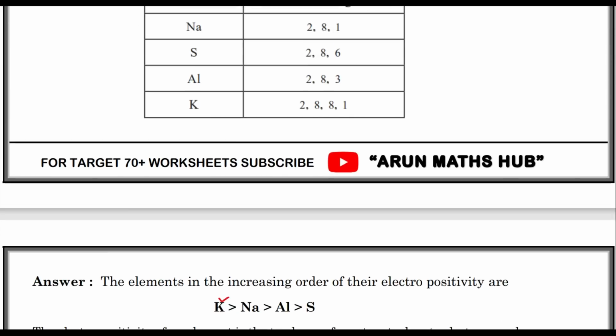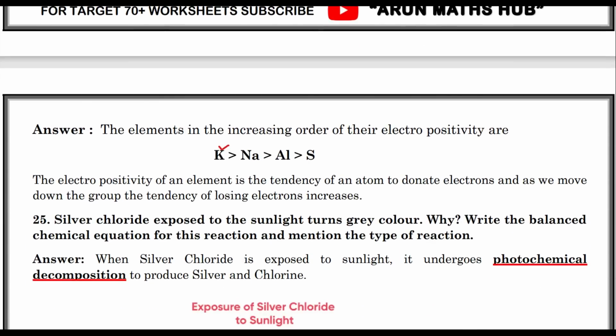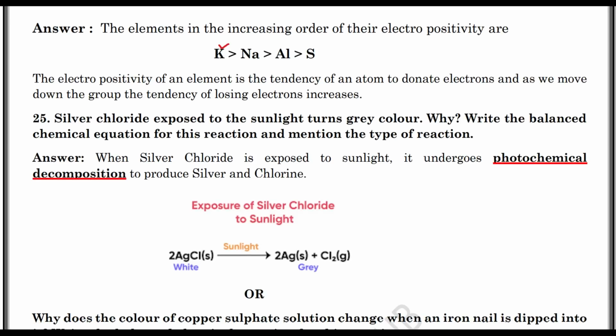Potassium has higher electropositivity because the number of shells is more. It will be very easy to donate an electron. Next, the number of shells is 3 and it has only one valence electron, so it will donate easily. Then aluminum, then sulfur. The electropositivity of an element is the tendency of an atom to donate electrons. As we move down the group, the tendency of losing electrons increases.